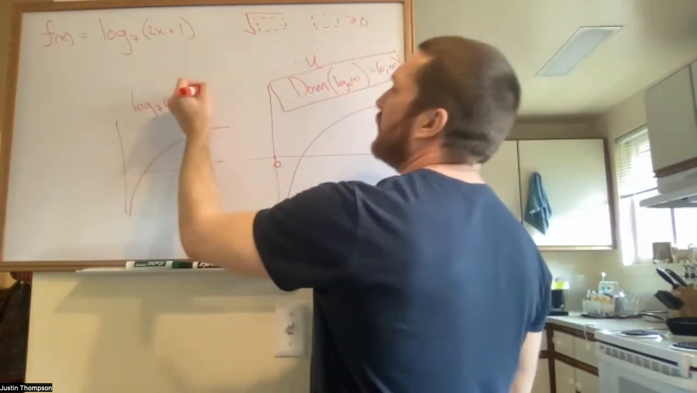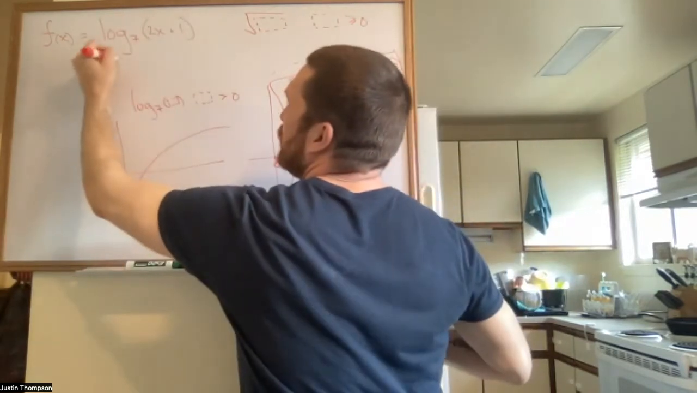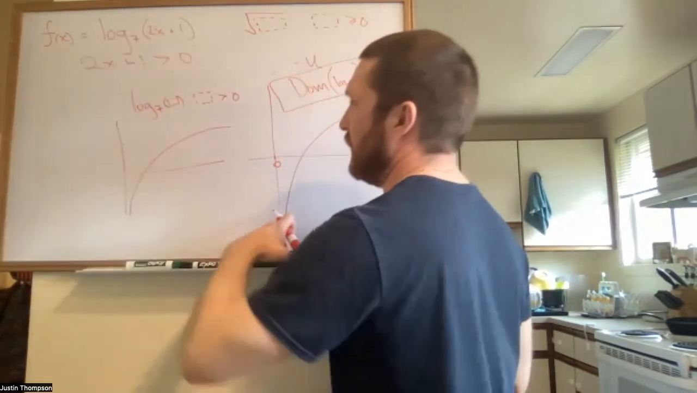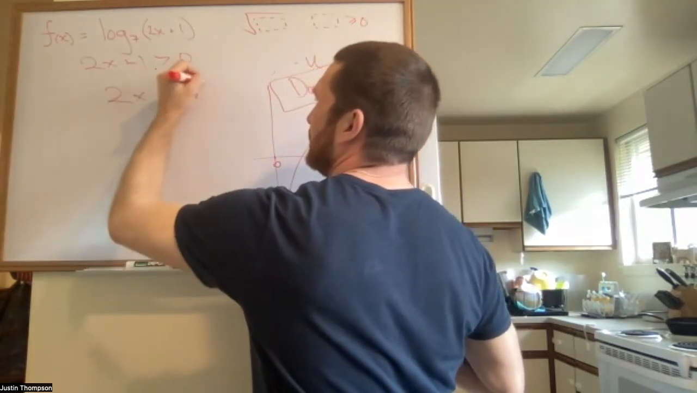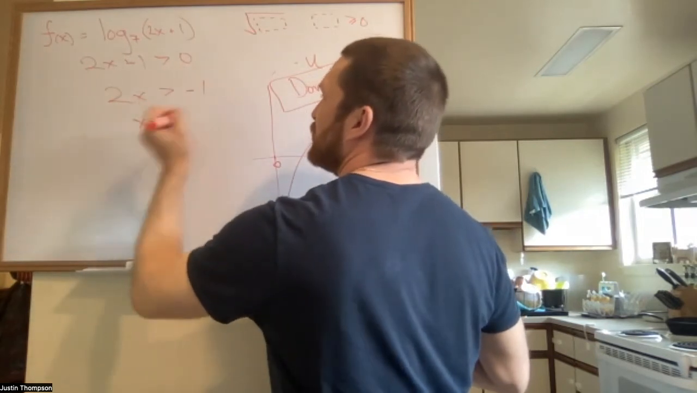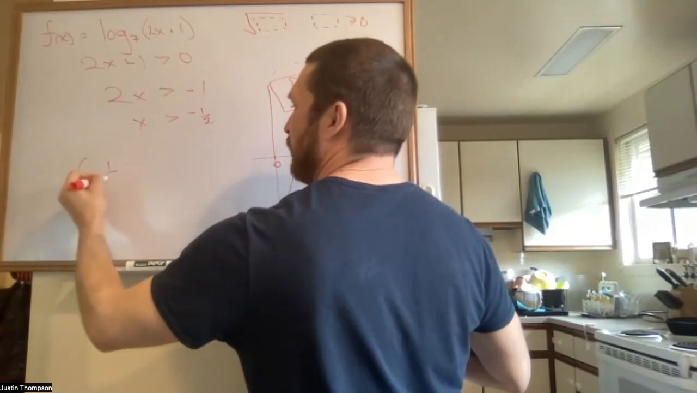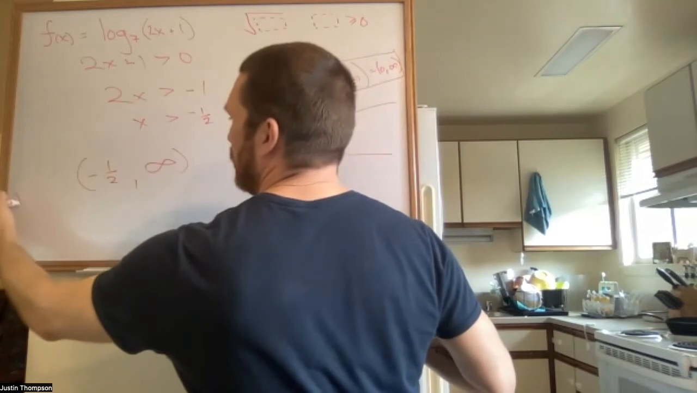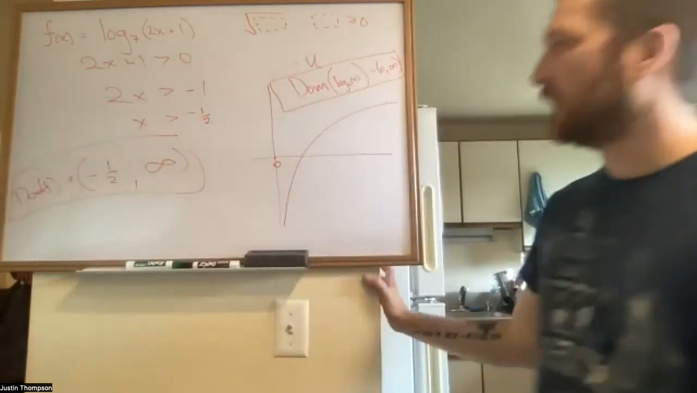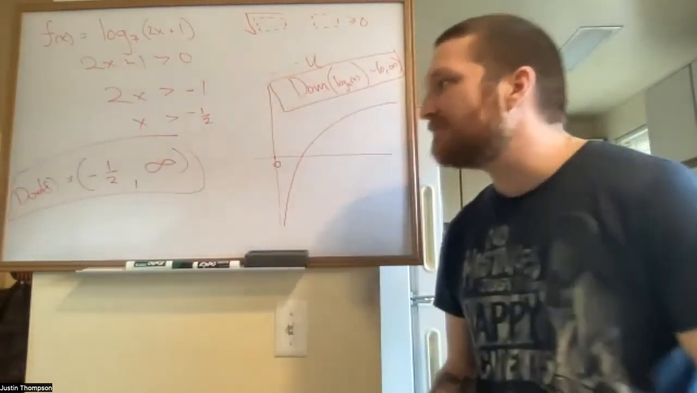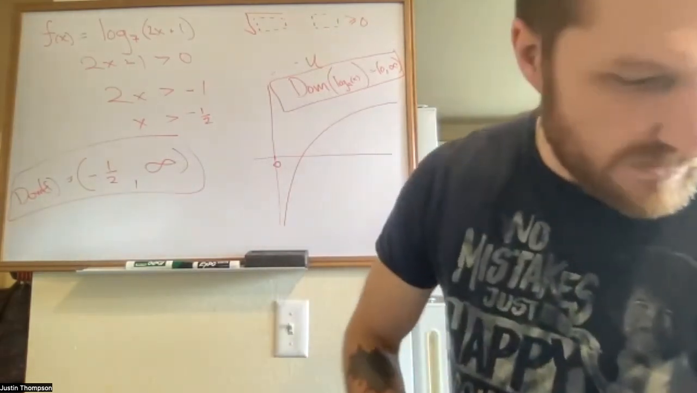And so now we're going to say, okay, whatever goes into log has to be strictly bigger than 0. So 2x plus 1 has to be strictly bigger than 0. Then we'd subtract a 1 from both sides to give me 2x has to be strictly bigger than negative 1, so that x has to be strictly bigger than negative 1 half. And I would write that as negative 1 half up to infinity would be the domain of f. And I would like to see interval notation when you're doing these. Okay, so that's pretty much your homework.